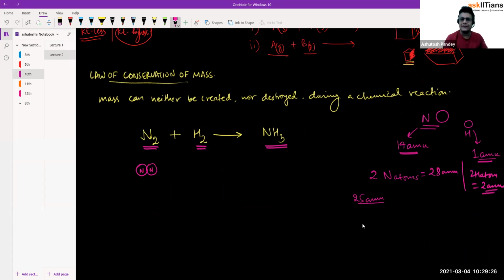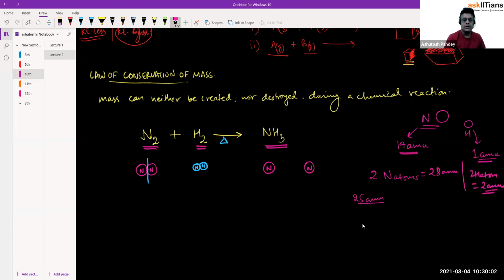In nature, nitrogen exists in the form of N2, two atoms together. Hydrogen I'm going to show with, let's say, blue color. So this is one H, this is one H. Now when the reaction is going to happen, we are going to provide some heat. When heat is provided, this bond is going to break, and we'll get two nitrogen atoms.